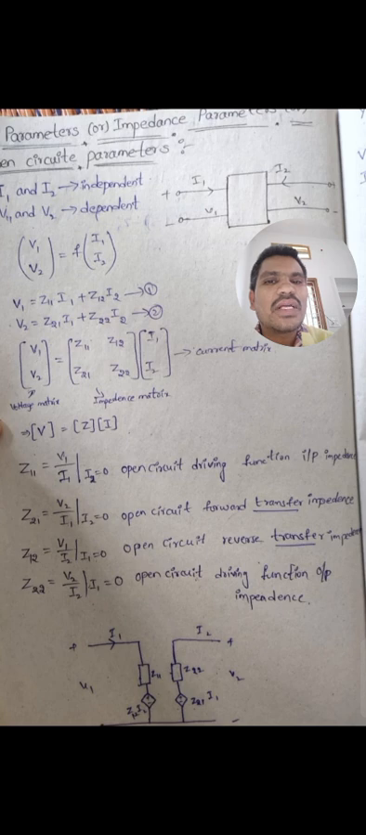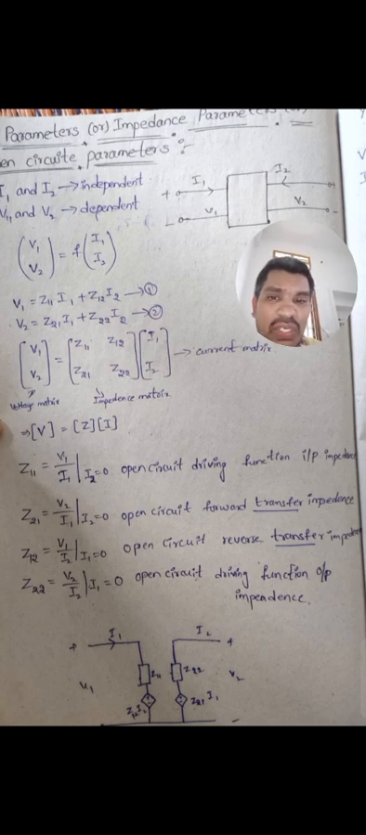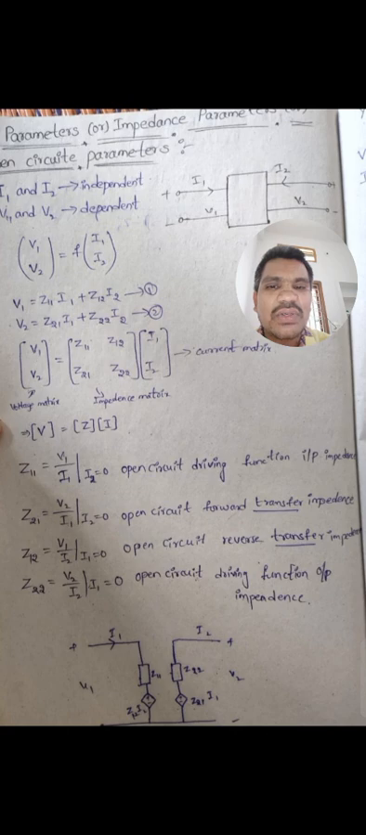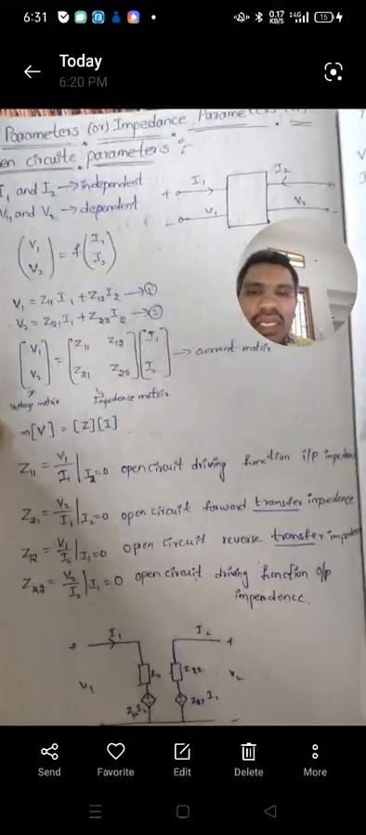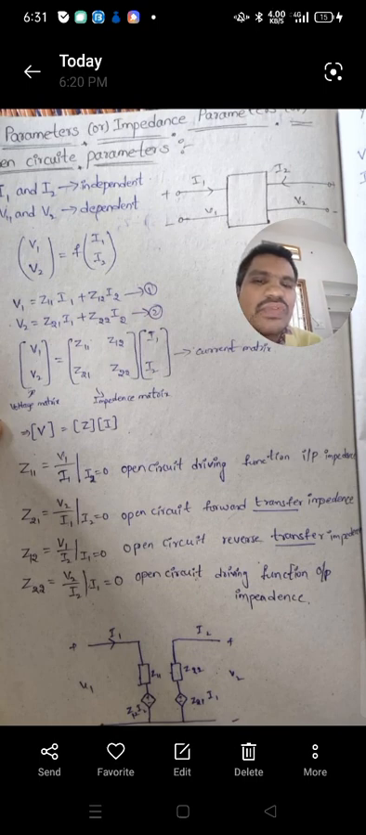So therefore the circuit is maintaining again an open circuit. From the first KVL equation we will substitute I1 equals 0. Therefore we have Z11 into I1, that is into 0. So from the first KVL equation, V1 is equal to Z12 into I2. From this equation we calculate Z12 equals V1 by I2.